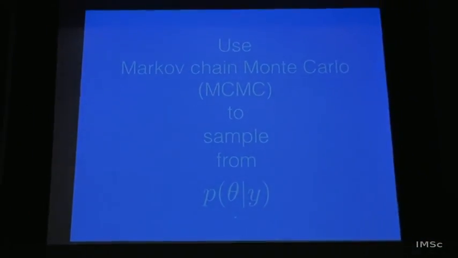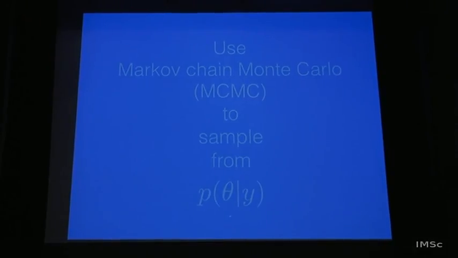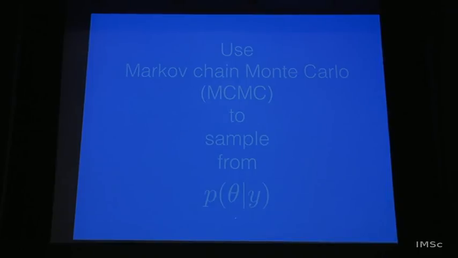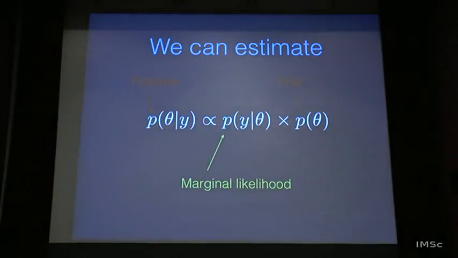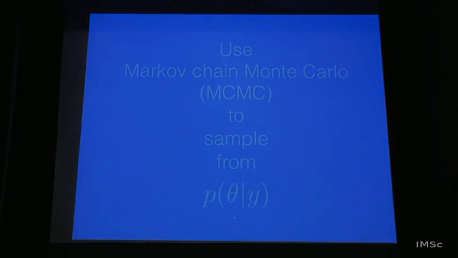So now we have an estimate. We can estimate the posterior distribution for a given theta. What we're interested in now is to sample from this posterior distribution to find all the theta that are within the distribution. So that's why we use Markov chain Monte Carlo, MCMC, to sample from the marginal posterior distribution of the parameter.